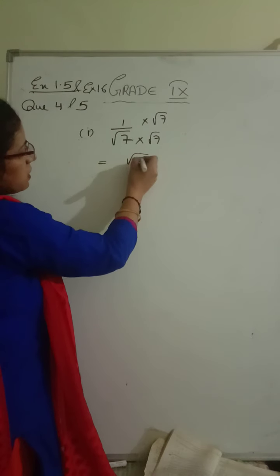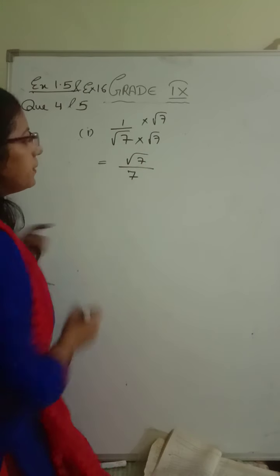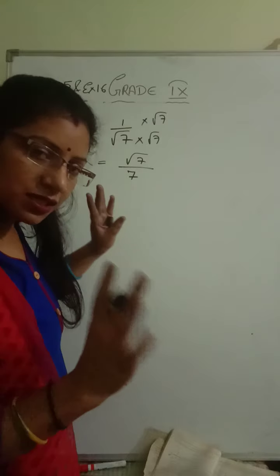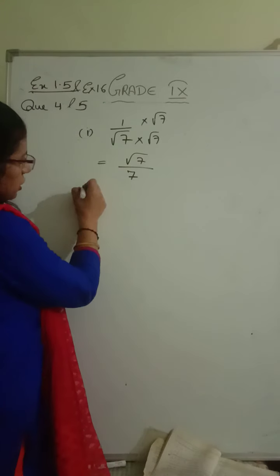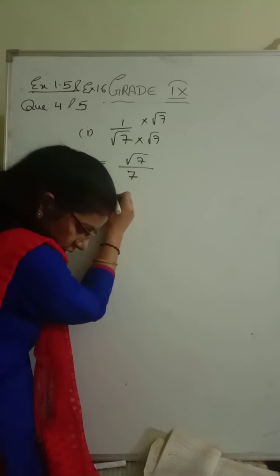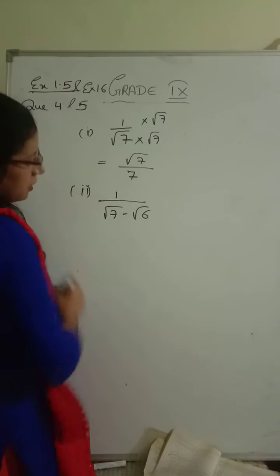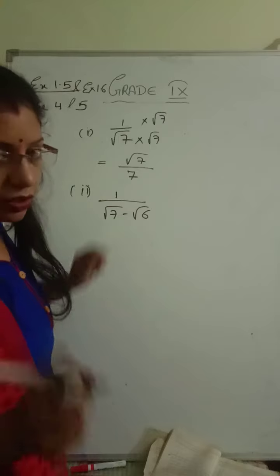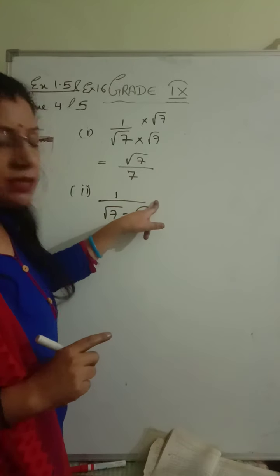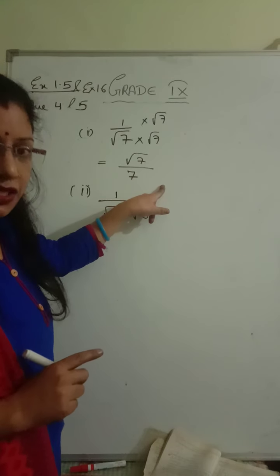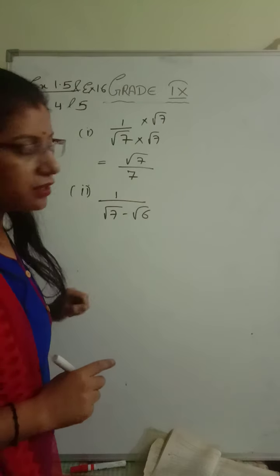1 into root 7 is root 7. Root 7 into root 7 is 7. Then denominator has become the rational number. Second type of question is 1 upon root 7 minus root 6. If this type of question will come, what you do? You have to just multiply it by its conjugate in numerator and denominator.